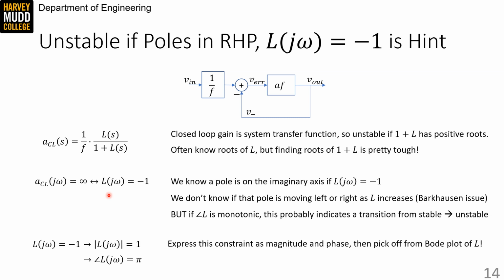So we can express this L of j omega constraint in terms of magnitude and phase. Specifically, the magnitude of -1 is equal to 1, and the phase of -1 is equal to pi. And we can also notice that L of j omega is something that we could plot pretty easily. If we made a Bode plot of this, we could pick off these points where our magnitude is 1 or our phase is pi, and use that to identify how close we are to unstable.